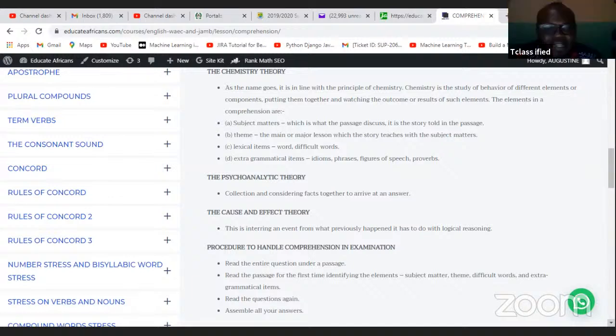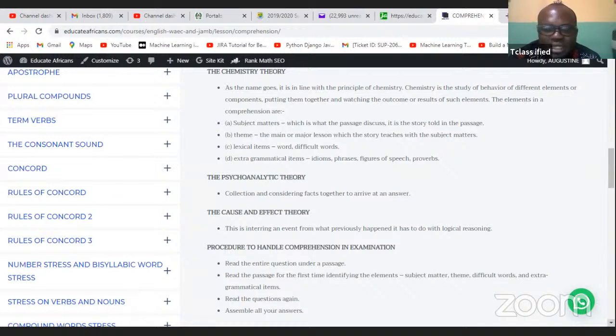So now let's take these. Psychoanalytic method: collecting and considering facts together to arrive at an answer. This is simply when you put down the facts that you've read together to arrive at an answer. Like I said, we're not going to dwell much on it because we're not going to be using it. Cause and effect theory: this is inferring an event from a previously happened one in order to make a logical inference on what could be the outcome. So these two methods we are not using, but we're going to be using the chemistry method.